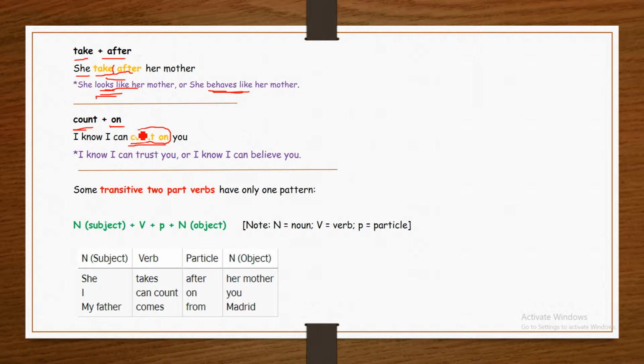Count on has a completely different meaning from count only. It is a phrasal verb. I know I can count on you means I know I can trust you, or I know I can believe you.